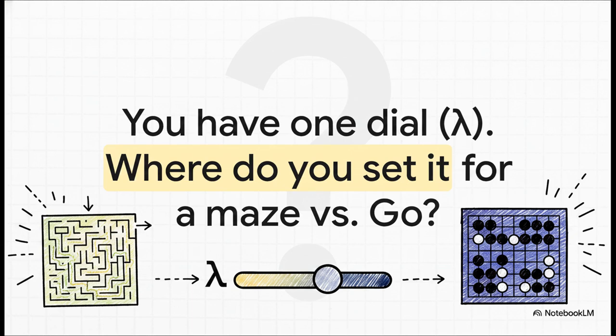So, let's end with a final thought for you to chew on. After all this, you now have this one incredibly powerful dial at your disposal, lambda. You can tune the entire learning process from fast and biased to slow and accurate. So my question to you is, if you were training a robot to solve a simple maze, where actions have immediate consequences, where would you set that dial? And what about for an AI playing millions of games of Go, a game with incredibly deep, delayed consequences? Your answer to that question really gets to the heart of why bridging this gap is so incredibly powerful.